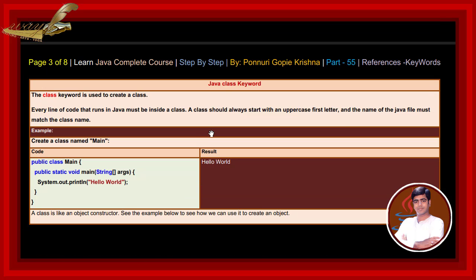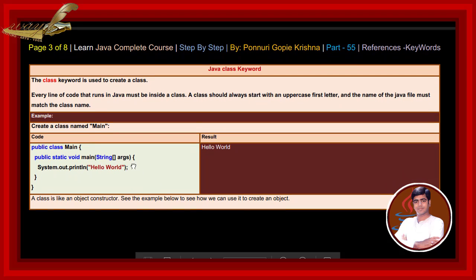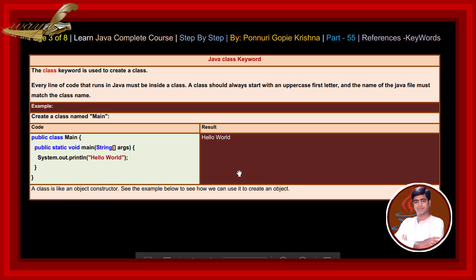Java class keyword. The class keyword is used to create a class. Every line of code that runs in Java must be inside a class. A class should always start with an uppercase first letter, and the name of the Java file must match the class name. See here, by executing this code using the class keyword, the result returned is.